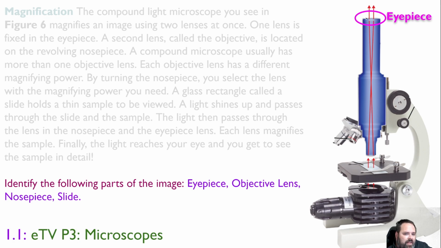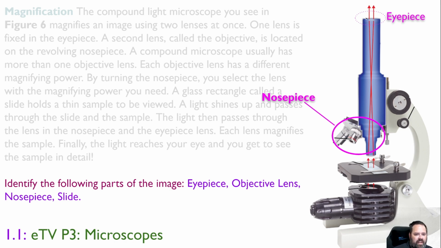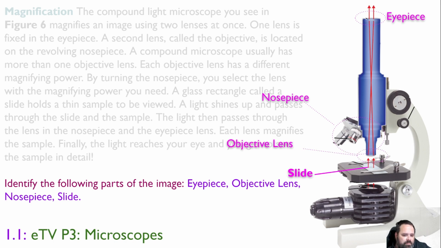So you see the eyepiece at the very top. That's what we're looking through. We see the nose piece with several different objective lenses on it at the bottom of the tube. The objective lens is at the very bottom of the tube in line with the eyepiece. That's where the light is passing through so we can get our magnification. And then finally, the slide is where the specimen is located, and so the light is passing through so we can finally see it through the eyepiece.